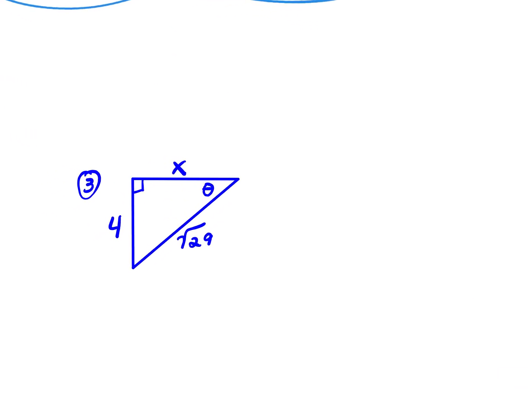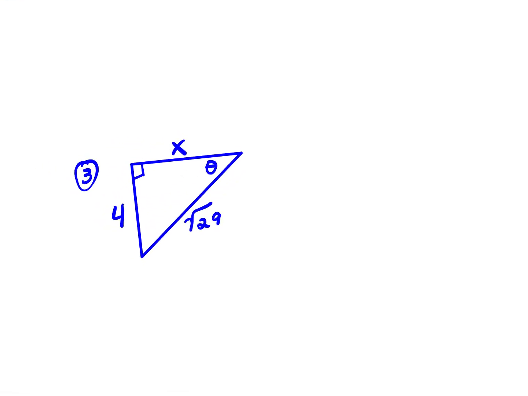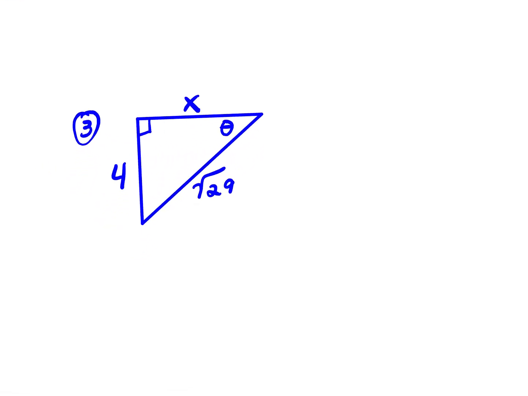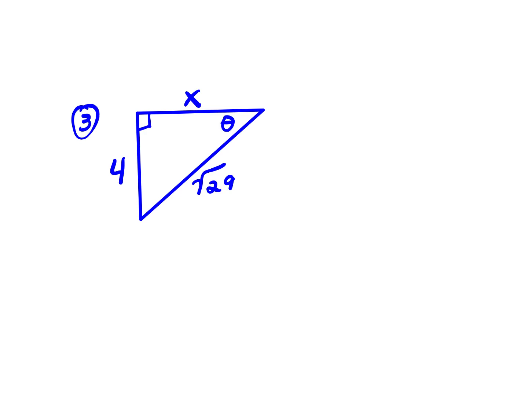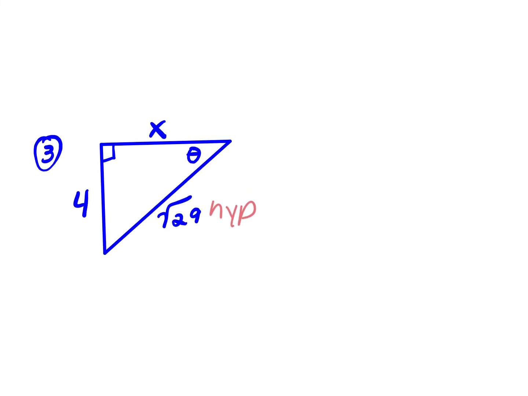Okay, this one's a tad bit different. I try to make all these examples a little different. I'm missing a side length here, but what am I missing? A leg or the hypotenuse? A leg. I'm missing a leg. This is my hypotenuse. Good job, Reese. This is my hypotenuse. So I set up my Pythagorean theorem a little different.